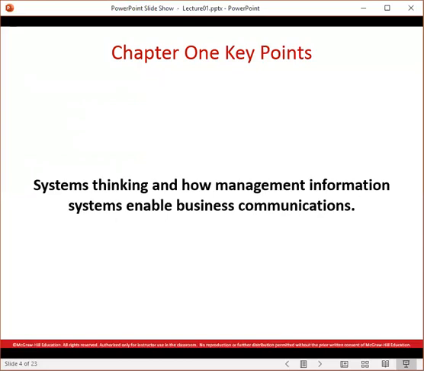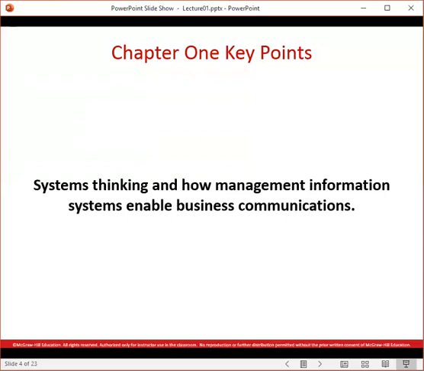Another key point is the concept of systems thinking and how management information systems enable business communications. A system is a collection of parts that link to achieve a common purpose. Systems thinking is a way of monitoring the entire system by viewing inputs being processed to produce outputs and gathering feedback that you can use to tune your system.